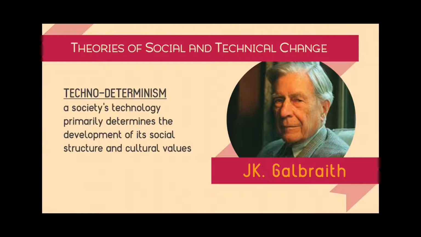So the first theorist is J.K. Galbraith, and J.K. Galbraith basically coined the term technodeterminism. According to technodeterminism, a society's technology primarily determines the development of its social structure and cultural values. So according to Galbraith, the extent of technology and the way it permeates our everyday lives basically directs how a society is changing in a given time.